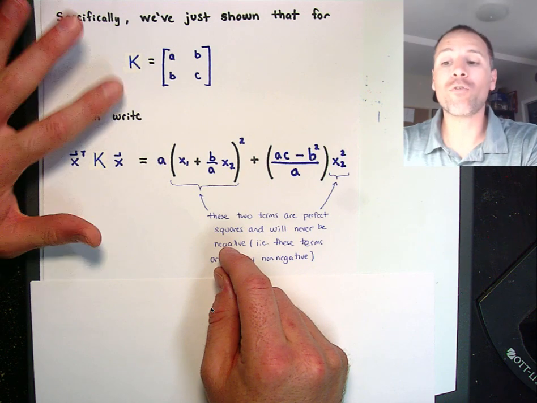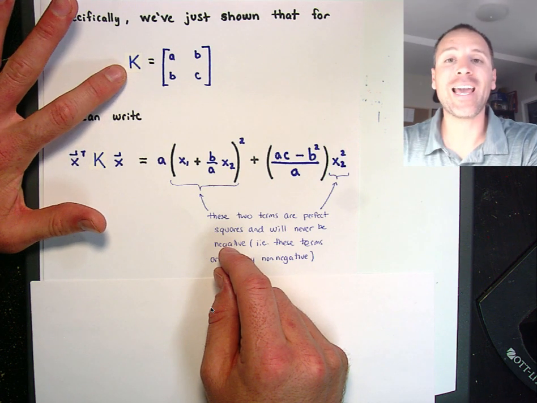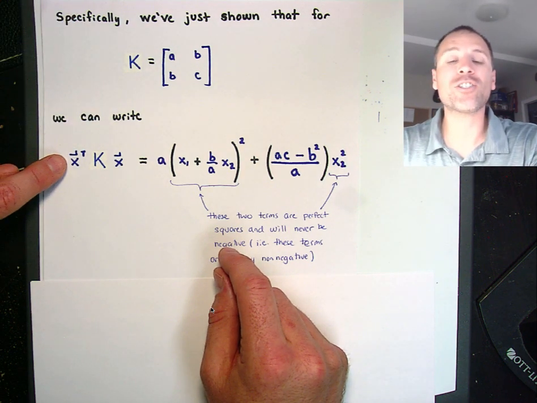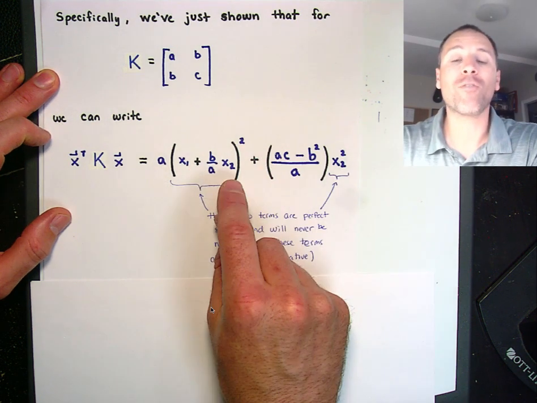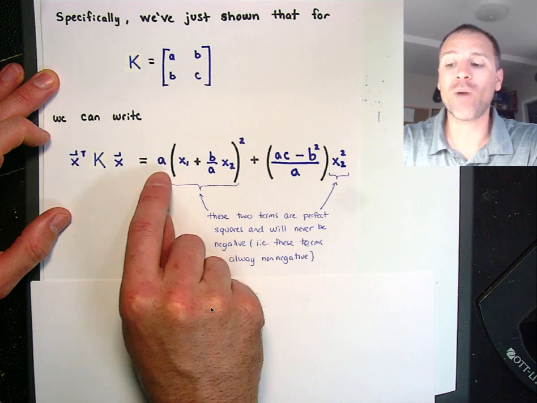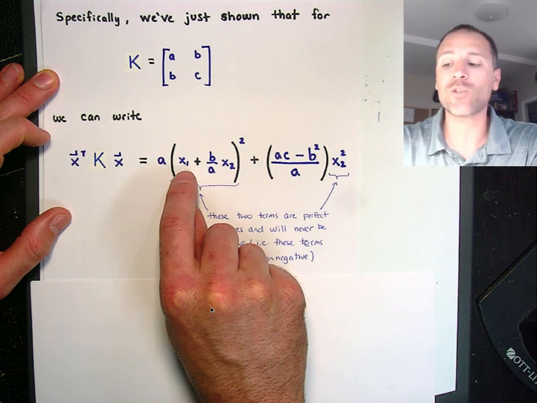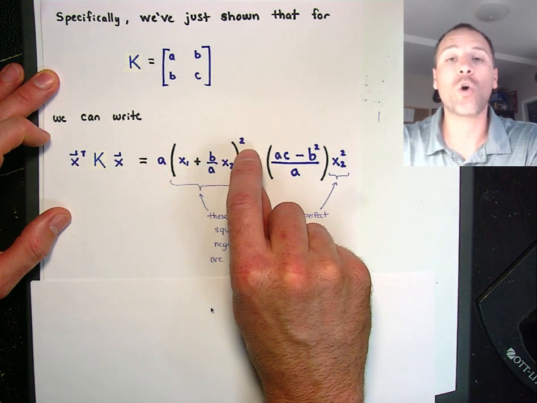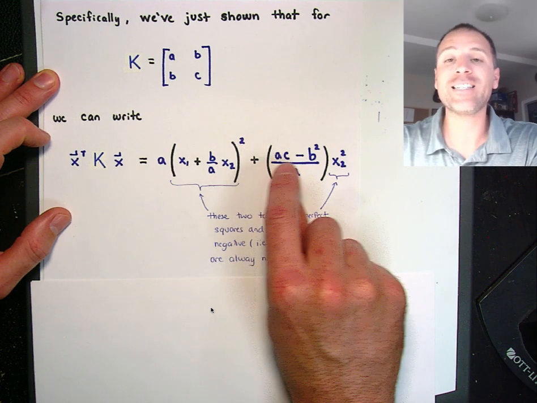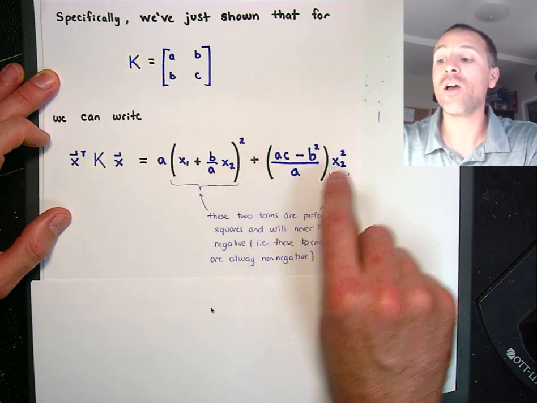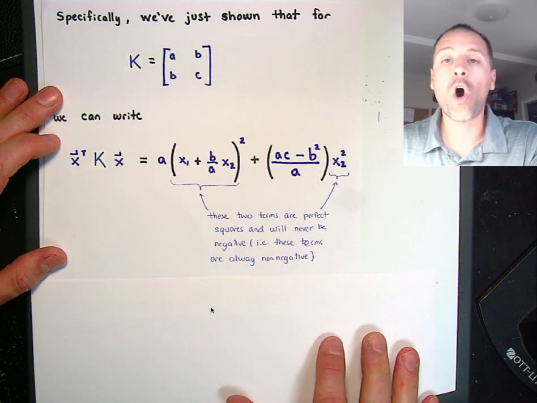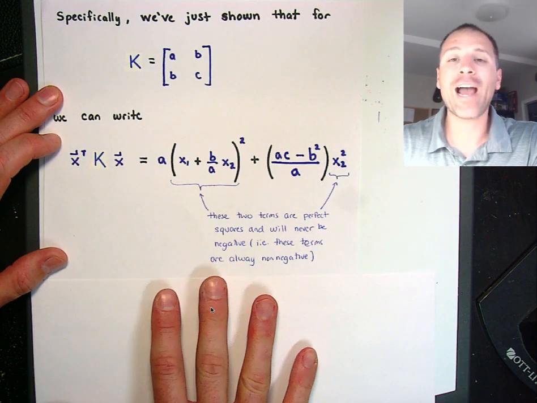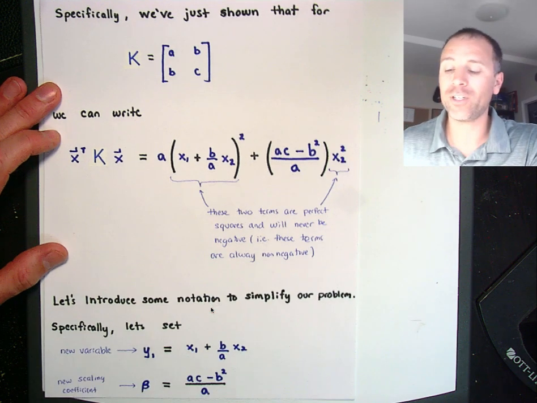We have just shown that for our symmetric 2 by 2 matrix K, we could write the quadratic form x transpose Kx in a perfect square format. Of course, we used completing the square to do that, but we could write that as a outside of quantity x1 plus b over a x2 quantity squared plus (ac minus b squared) over a times x2 squared. These two terms are always non-negative, and for now, I'm going to introduce some simplifying notation.